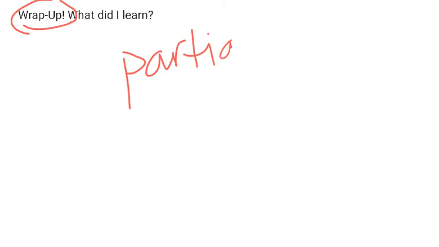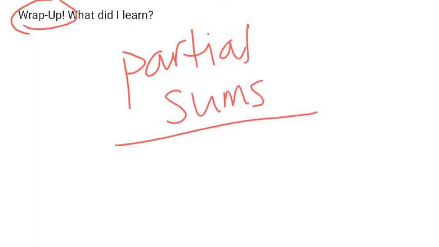I hope this helped. And as our wrap up, once again, we went ahead and we tried to add a different way, and we actually used partial sums, okay, as opposed to that traditional way of doing it or the standard algorithm way. So again, the question is how can I add multi-digit numbers using the partial sums method?